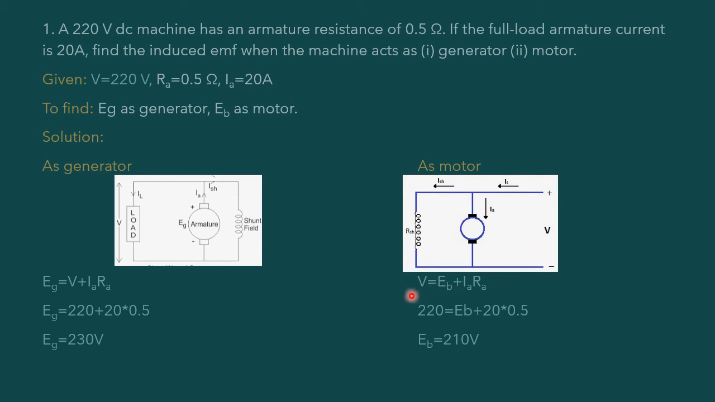So we have to write the sum of voltage rises equal to the sum of voltage drops. V is the supply voltage, so we write V on one side, and the drops on the other side. Due to the mechanical output, some back EMF is produced, which opposes the applied voltage. So on the right-hand side we write EB plus IARA. If we take the other loop, we should know the value of RSH, but it is not given. So V is equal to EB plus IARA. V is given as 220, and substituting the remaining values, we find EB is 210 volt.